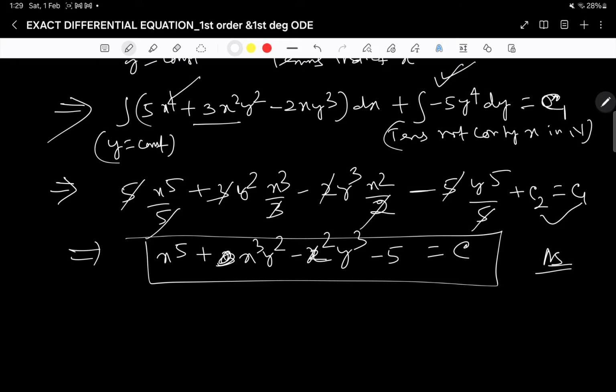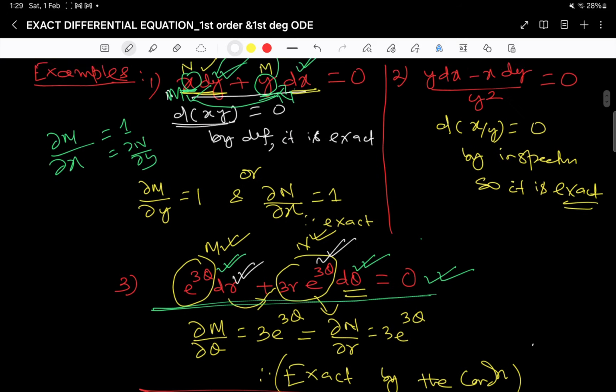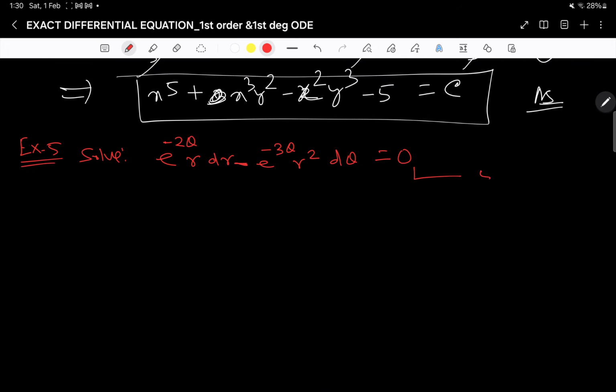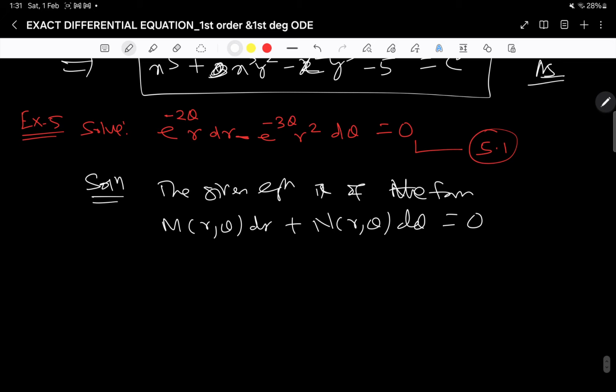Now coming to one more example, let us solve this example here. Let it be my equation 5.1. Now coming to the solution, the given equation is of the form M(r,theta) dr plus N(r,theta) d theta equal to 0. So we have to check, this is my M, we have to check del M by the opposite variable, del M by del theta.